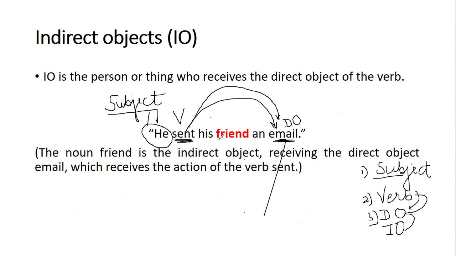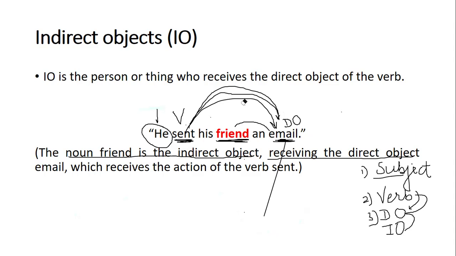Now, the only thing remaining in this sentence is friend, right? So friend again is a noun. It is a common noun. Name, place, animal, thing is a noun. So here the name is friend, a common noun. So friend is the indirect object. Why? Because it is receiving the direct object, email, which receives the action of the verb sent.